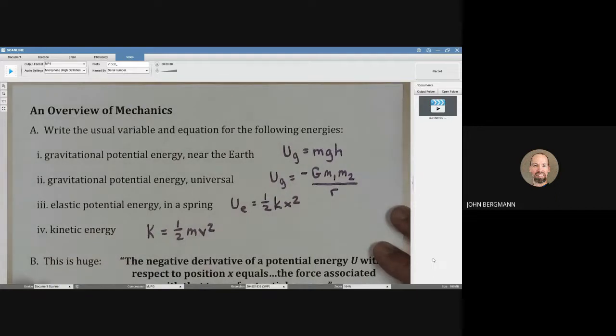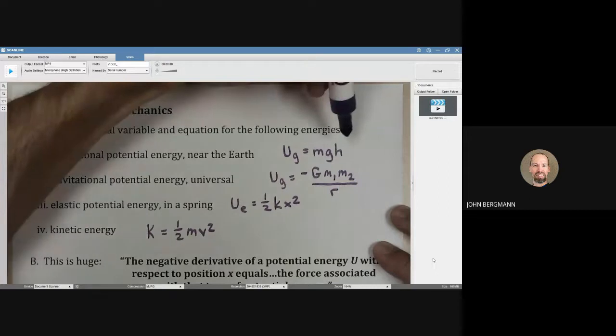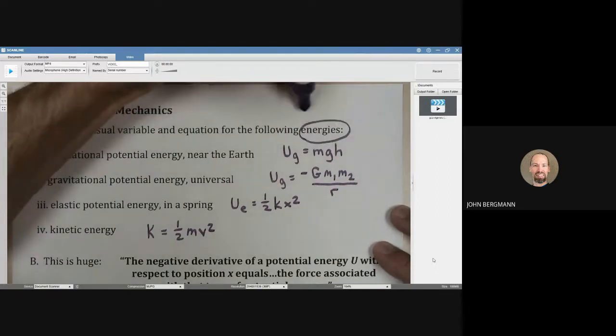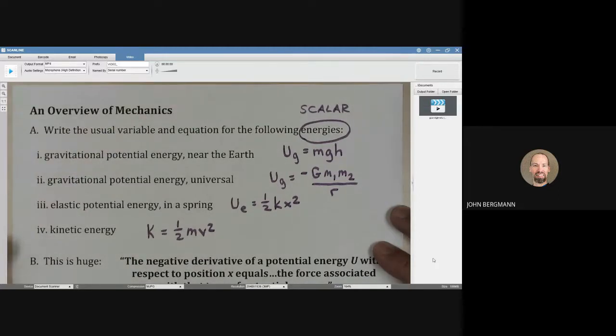So these are equations that relate to what we're going to be talking about this year, in both mechanics and electricity and magnetism for at least some of these. Energy, you want to make sure you know that energy is a scalar. It's not a vector quantity.